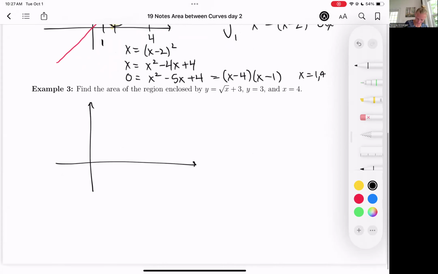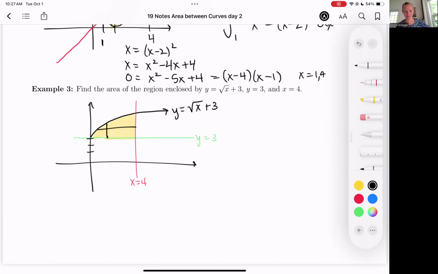So this one, we have square root of x plus 3. That's a square root function moved up by 3. y equals 3 is this line down here. And then x equals 4 is over here. So we're working with this region here. This one we notice that either horizontal or vertical line segments will work. I think I got vertical and horizontal mixed up there, but either type of line segment will work. So we could do this integral either in terms of x or in terms of y. I would challenge you to do it both ways. I'm just going to do it in terms of x though, because our equations are all solved for y equals.